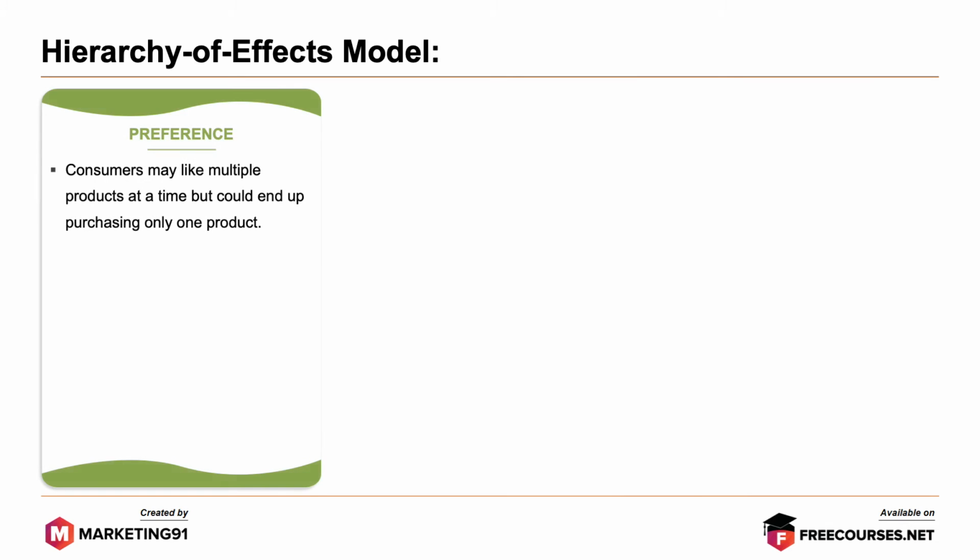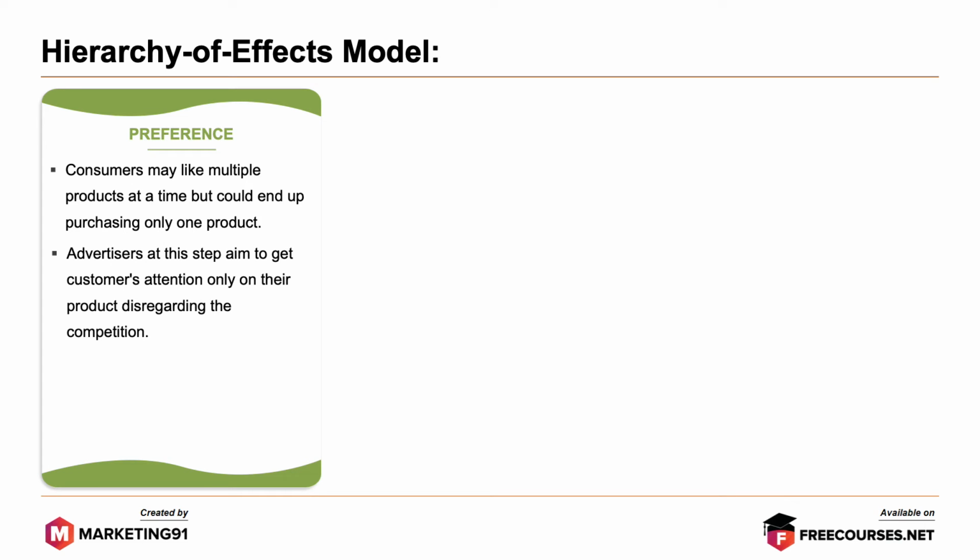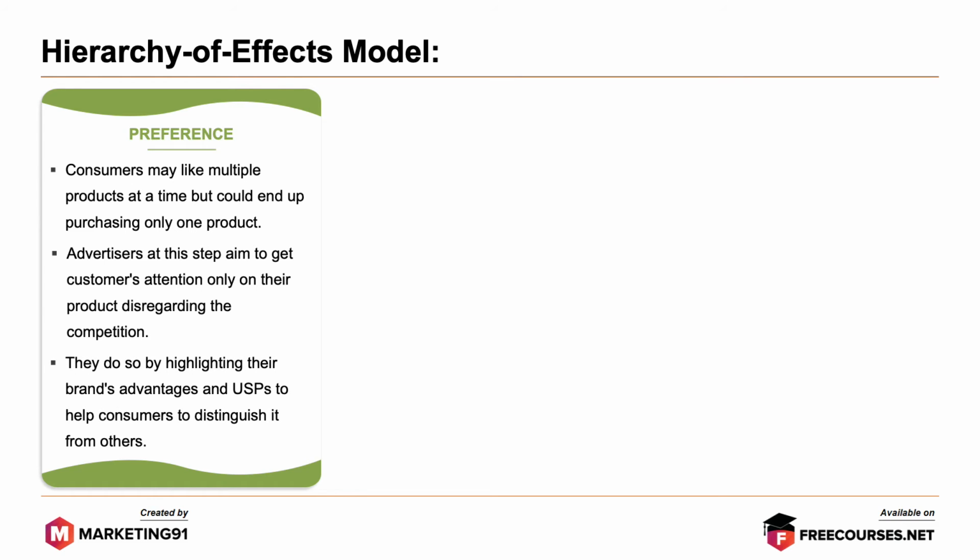Next, preference. Consumers may like multiple products at a time but could end up purchasing only one product. Advertisers at this step aim to get the customer's attention only on their product, disregarding the competition. They do so by highlighting their brand's advantages and the USPs to help consumers distinguish it from others.